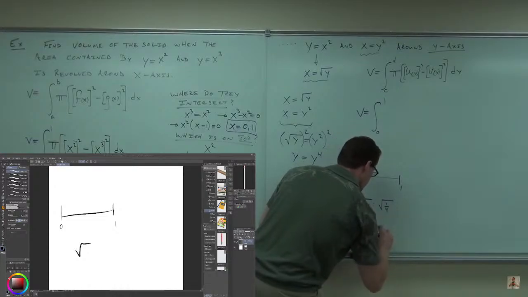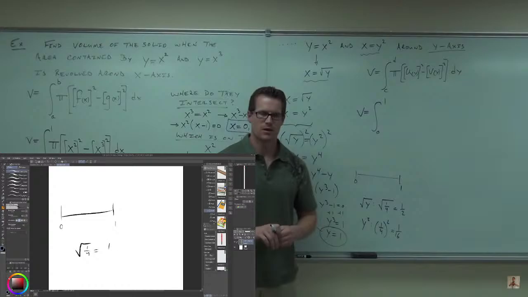So if I plug in 1/4, just do it to both. This gives you a half. This gives you 1/16. And we can clearly see which one is bigger and which one is smaller by using some numbers that we actually understand. So which one is the bigger one?